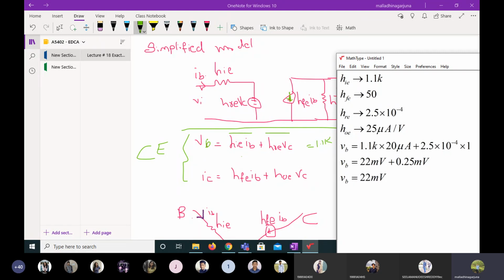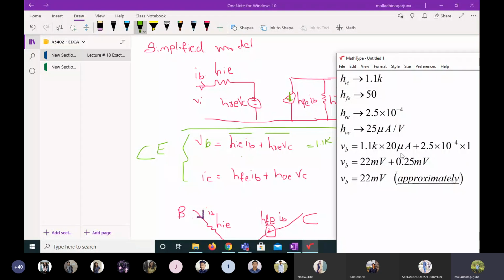Why? Because this is 22 millivolts, and this is just 0.9. This is not even 1 millivolt. This is the 1/4 of our 1 millivolt. So we can say it is just 1% of 22. Approximately 1% of 22 is 0.25 millivolts. So approximately I can write it as 22 millivolts.